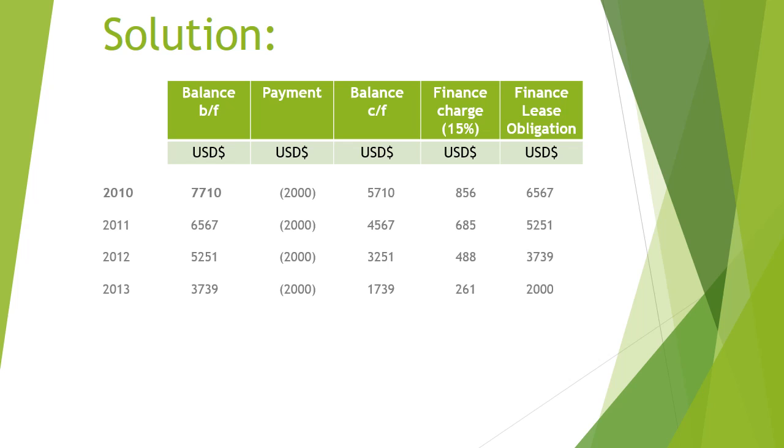Now in 2013, we make our initial advance payment of 2,000. That leaves us with a balance of 1,739. We now apply our finance charge. We arrive at 261. So now the summation of 261 to 1,739 leads us to 2,000. So what it means is that at the early part of 2014, we make our initial payment of 2,000, and then we are done.